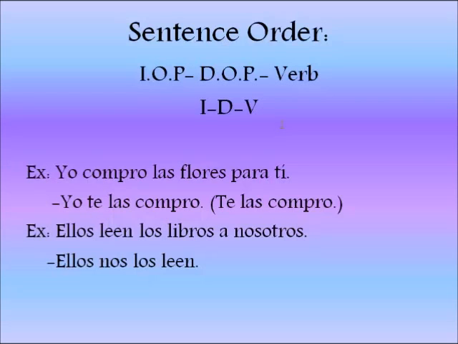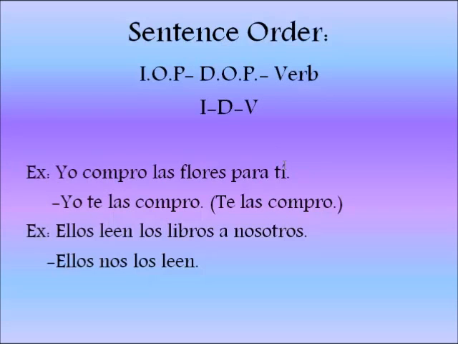In this first example, we have Yo compro las flores para ti. What does that mean? Alright, compro is from the verb comprar in the yo form, which means to buy. I buy the flowers for you. Very good. And what we can do is, first, let's identify which one of these is the direct object and which one's the indirect. So, I buy what? The flowers. So that's our direct object. And for whom? For you. So you is our indirect object.